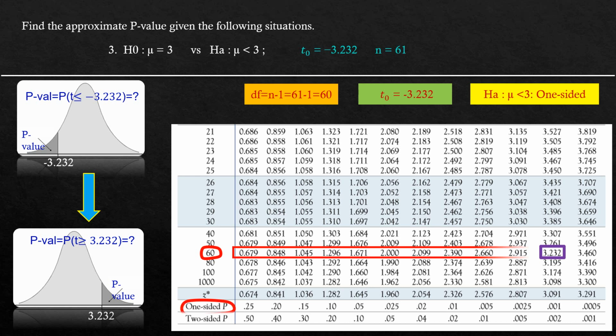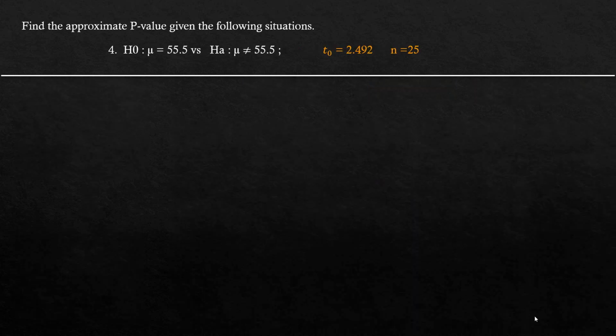Then how do we find the number? The number at the intersection. It is here, 0.001. Therefore, we can say the p-value for this problem is 0.001. Fourth one, we have a two-sided test.